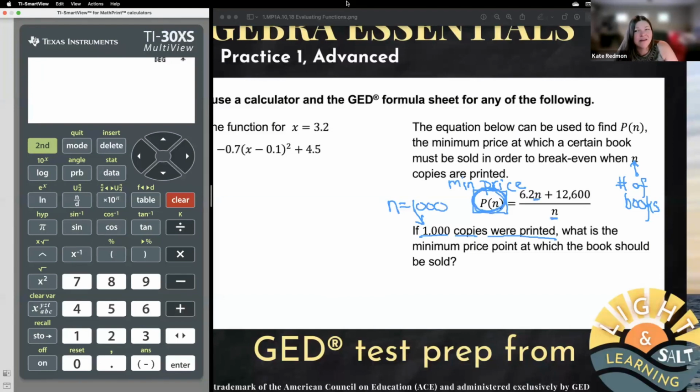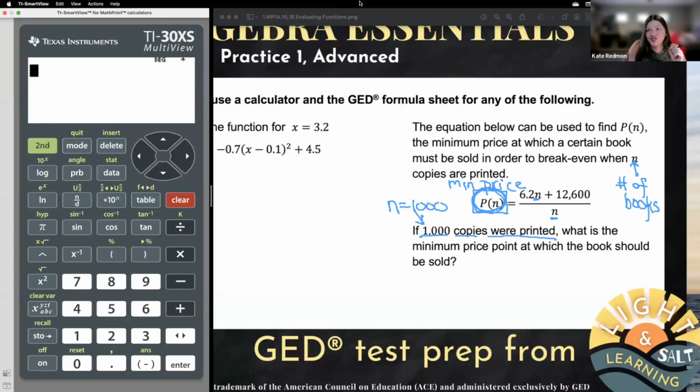Sounds a lot like the last example. So we can do it just like we did the last example. We could save a value for the variable, and then we could evaluate that right-hand side. P of n's already by itself, so all we need to do is evaluate. So let's try that method first, and then I'm going to try substituting and simplifying by hand for those of you who are college bound.